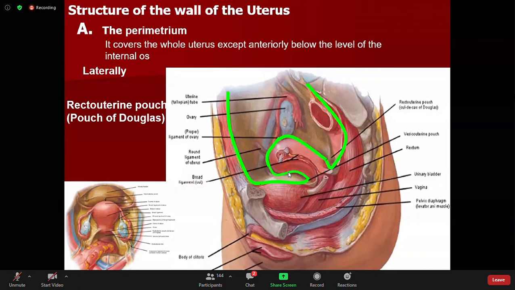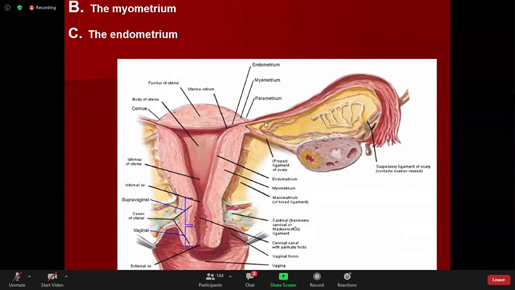Now, this is the uterus, and that is the rectum, and this is the pouch of Douglas. Now, that's why when we talk about the wall of the uterus, we say the outermost layer is the peritoneum. Then we have the muscle, and then we have the endothelial lining of the uterus. We're going to call the endothelial lining the endometrium, and this is the layer that sheds during menstruation.